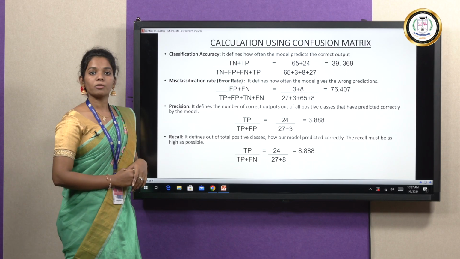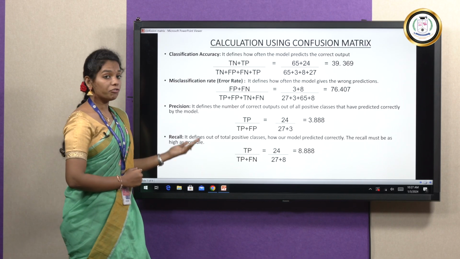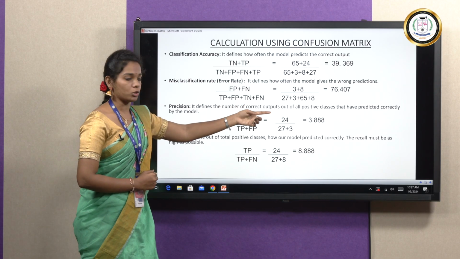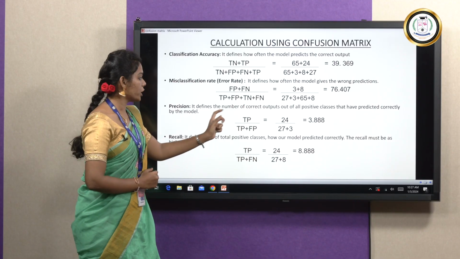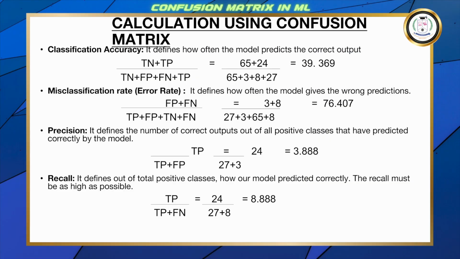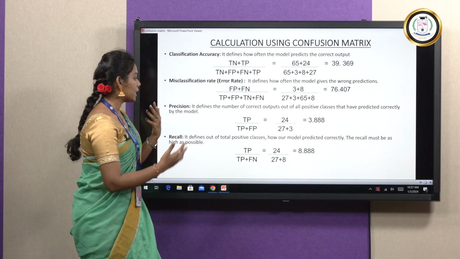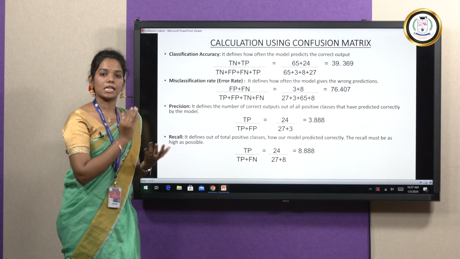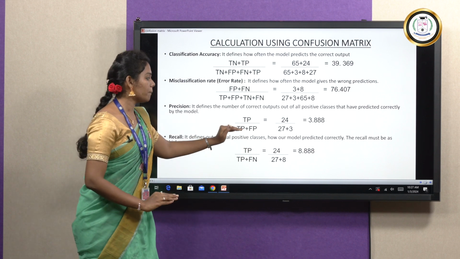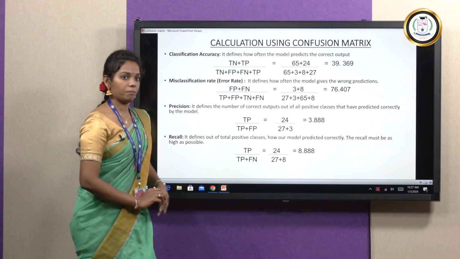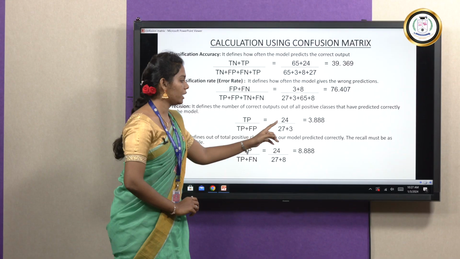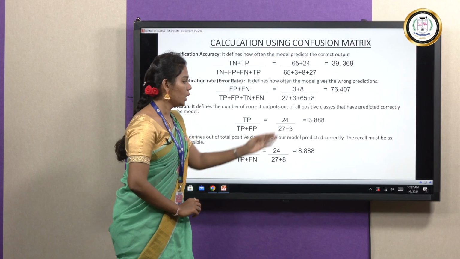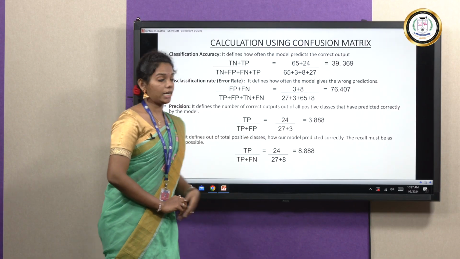And the next is going to be my precision, where it defines the number of correct outputs. Correct output means both are true. So true positive out of all the positive classes, means true positive and false positive, that is predicted correctly by the classification model. Okay. So TP divided by TP plus FP, that is 24 divided by 27 plus 3, is going to be my 3.88%.